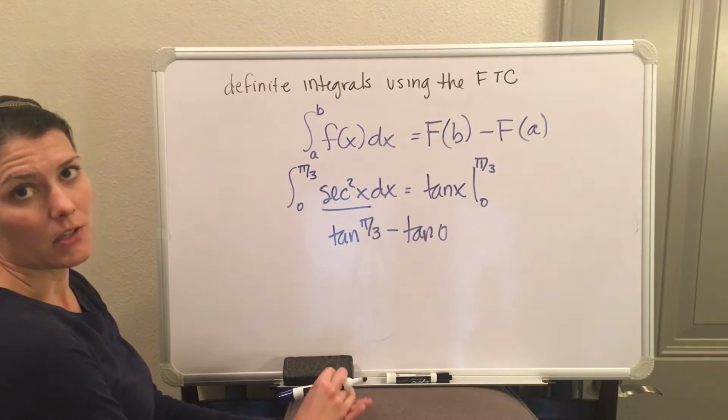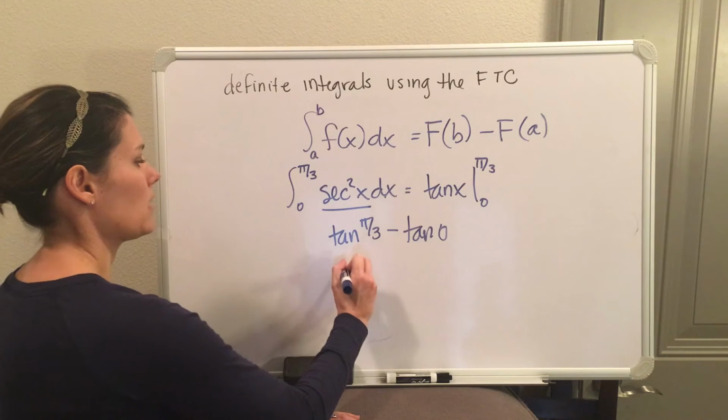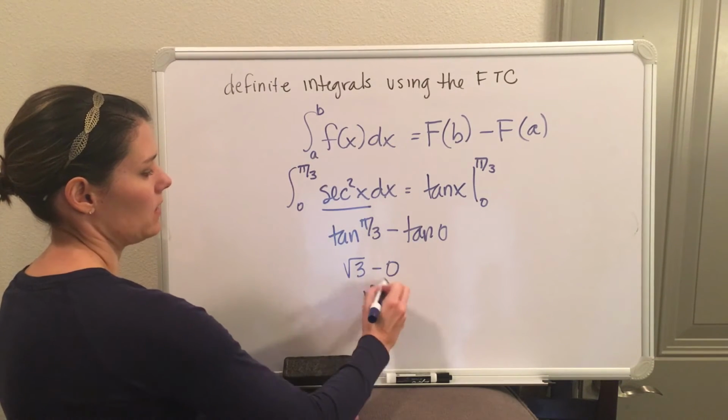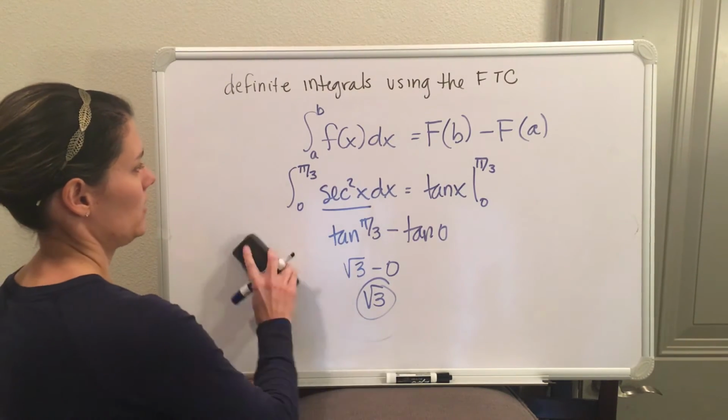And then here you need to know your unit circle and be able to evaluate the trig function. Tangent of pi over 3 is square root of 3, and tangent of 0 is 0. And so my final answer is square root of 3. Let's do another one.